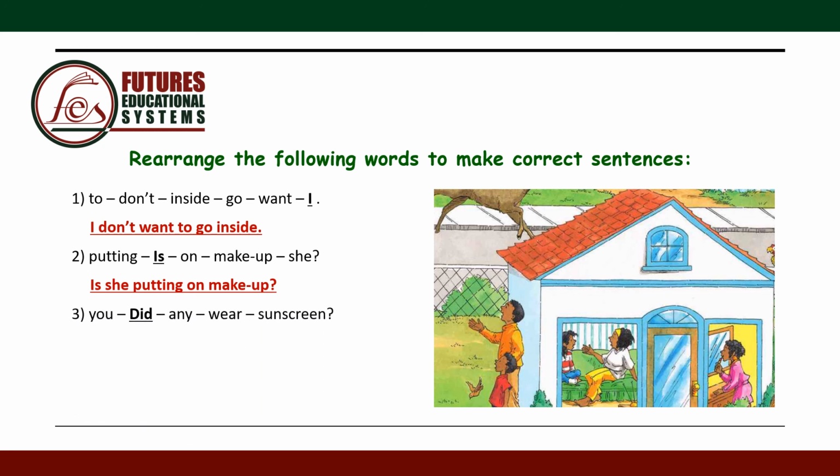Number three, you did any wear sunscreen? Question mark. So it's a question and we're going to start by did. Did you wear any sunscreen? Number four, cloudy, it's getting, full stop. It's a sentence and we're going to start by it's getting cloudy.